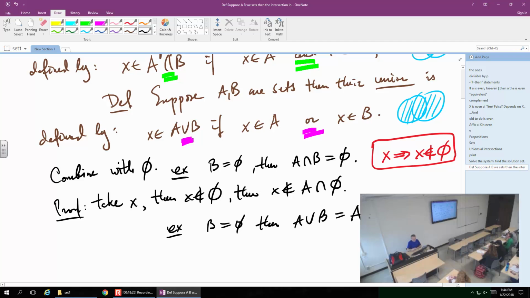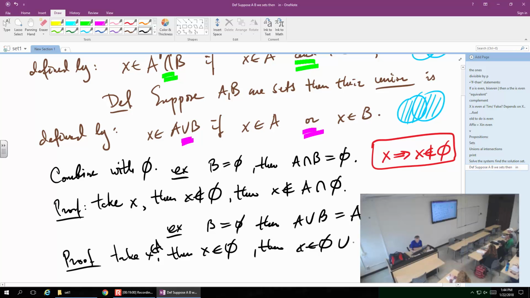Okay, so the union of a set with the empty set, you don't add anything. You can certainly think about it like nothing is being added to A, and that's why it has to be A. If you want to prove it, let's take X that belongs to A. Then it does not belong to the empty set, but X belongs to the empty set union A. Okay, there you go.